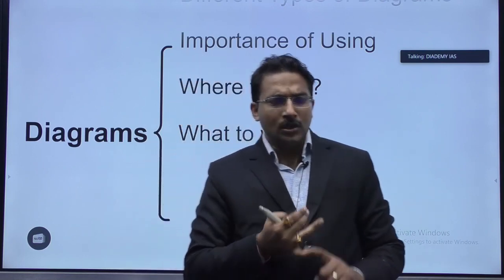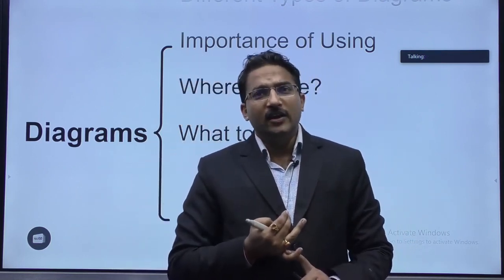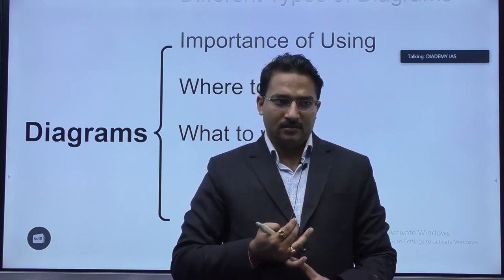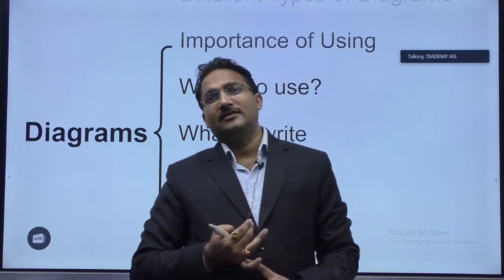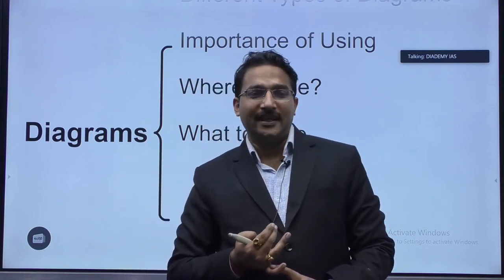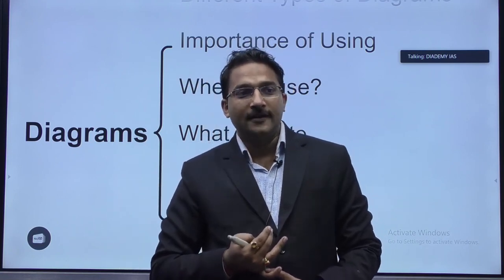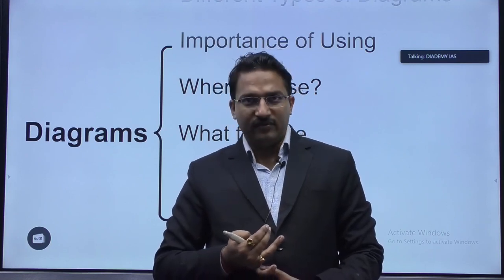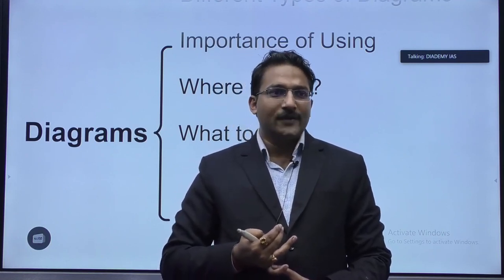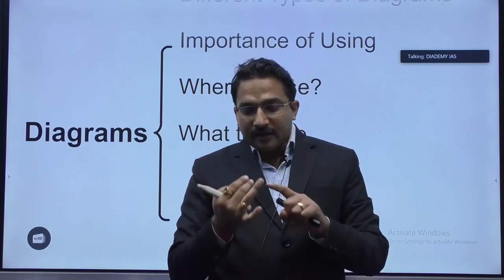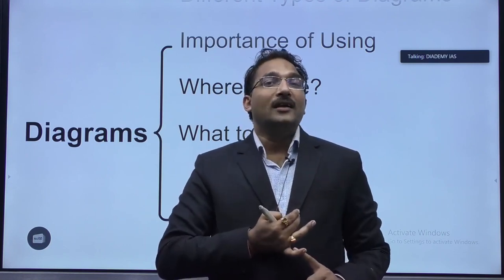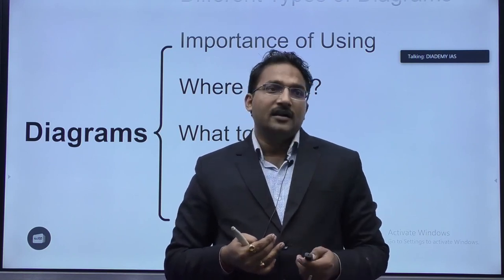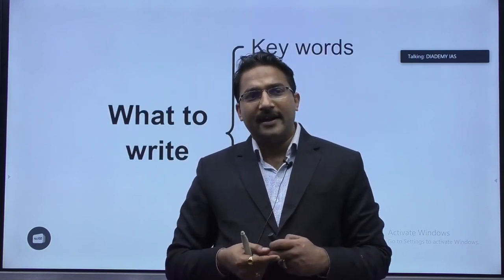Okay, so number one, if you are writing something in the diagram, don't explain it again. Don't explain it again. That will unnecessarily occupy the space, and that is not going to help you in any way. Okay, so once you have put some point in the diagram, that is enough, that is sufficient. No need to explain it further. Okay, number two, sir, what exactly should I write in the diagram? Should I write the headings or should I write the data?